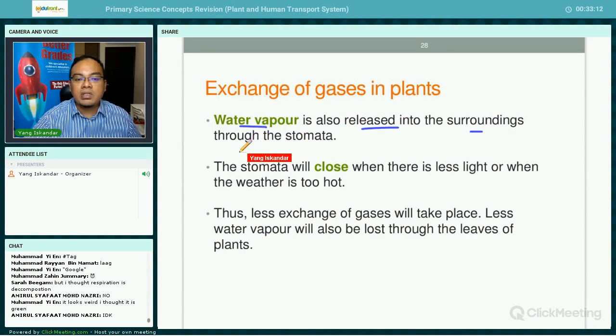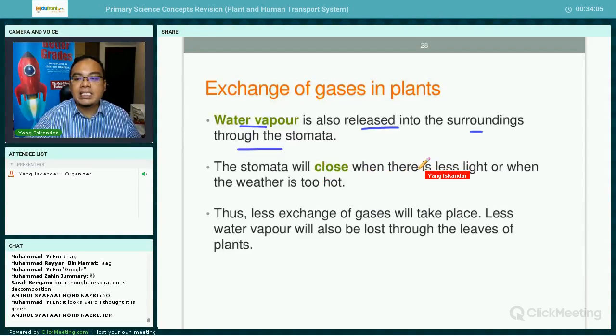Now, water vapor is also released into the surrounding through the stomata. So the function of the stomata is not only for the exchange of gases, but it also serves as the release of water vapor into the surrounding. So the leaf is where the plant loses water. We know that plants take in water through the roots, but they have to give out water through the stomata. Just like humans, we give out water through sweating or in the toilet. But for plants, they take in water through the roots and give out water in the form of water vapor through the stomata.